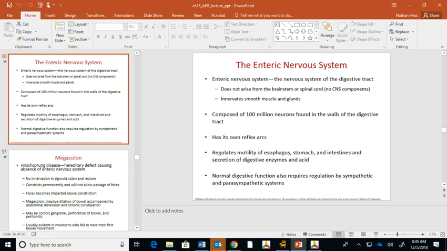This enteric nervous system has its own reflex arcs, 100 million different neurons that are there. It's regulating the motility, the movement of, right, your esophagus, your stomach, your intestines. It's the secretion of the enzymes. It's controlling all of those pieces. Now, sympathetic and parasympathetic also regulate the system, right? They still affect it, but it doesn't need the parasympathetic and the sympathetic in order to work. Does that make sense, my friends?